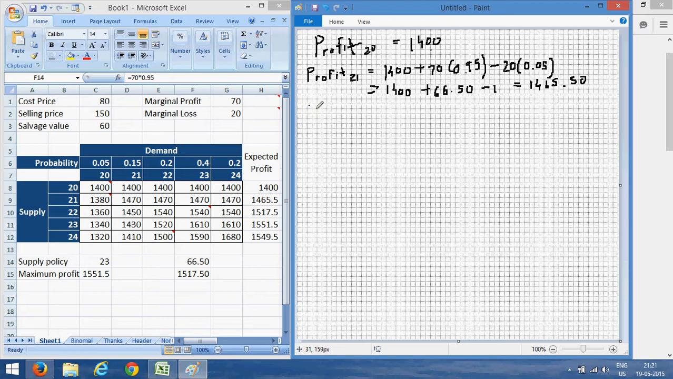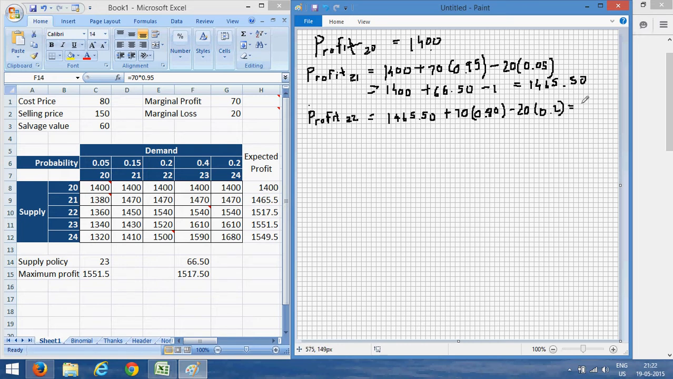Now let's get to the next point. How much money will I make if I have a profit from 22, which is equal to 1465.50? This is the money that I make from selling 21 plus $70, and the probability of earning $70 is 0.2 plus 0.4 plus 0.2. This is the probability that the demand is 22 or greater, which is 2 plus 4 plus 2, 0.80, minus $20. The probability of not selling here is equal to 0.2. So this comes to be again 0.2.